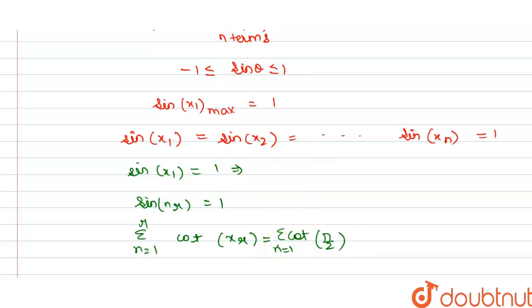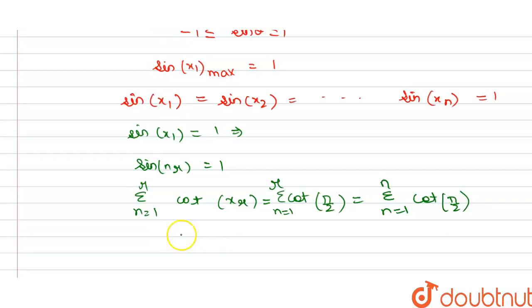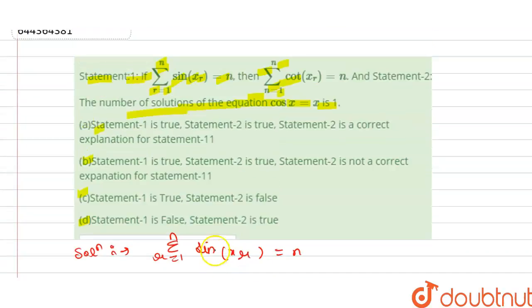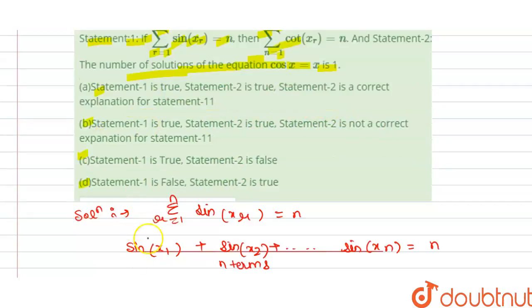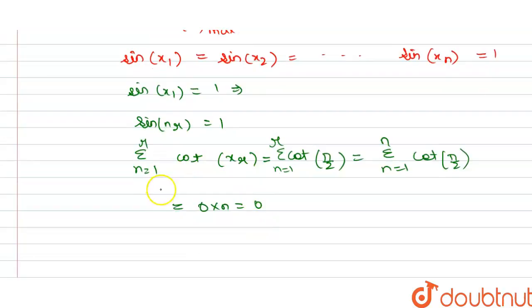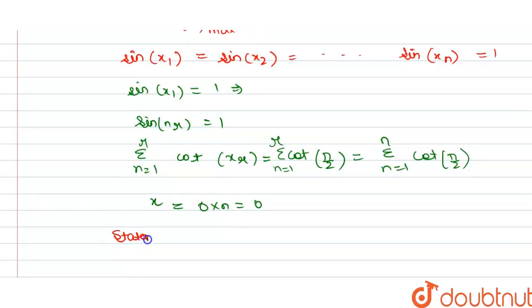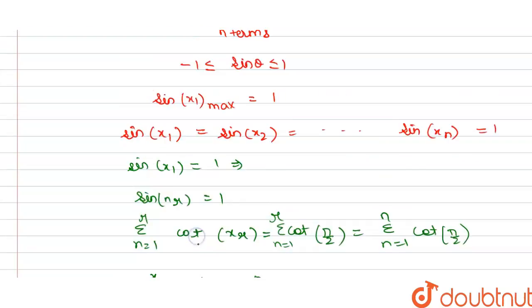So we get the summation of cot x_r equals cot pi by 2 each time, as we know that cot 90 degrees is 0. So this is 0, not n. This is our statement 1, and it is false here, as it is given to us that it equals n, but it equals 0. Now we check statement 2.